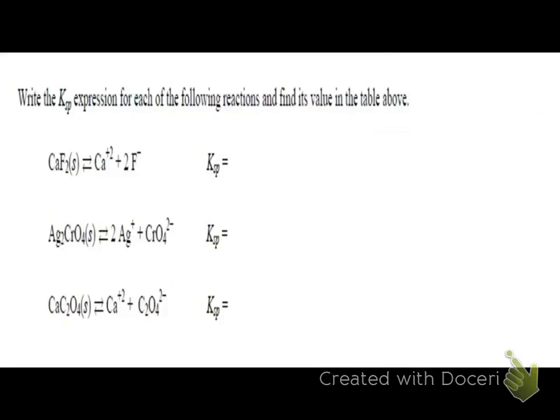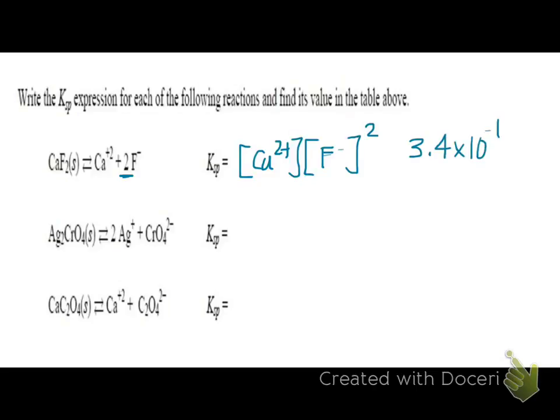Let's practice writing this for a couple of these. We have the Ksp expression for each of the following. Because we have this 2 right here, when we write that, we're going to say [Ca2+][F-] raised to the 2. If we were to look up that value, we would see that according to this chart, calcium fluoride is 3.4 times 10 to the negative 11. And again, no units on our K values.